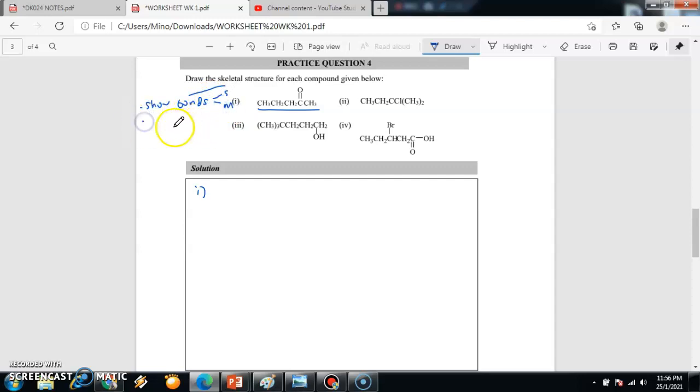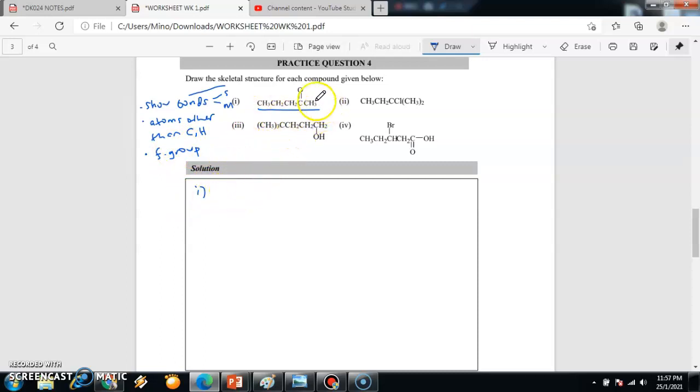And also we need to show all atoms other than carbon and hydrogen. Kecuali carbon dengan hydrogen, kita kena tunjuk atoms other than carbon and hydrogen, and also functional group. So nanti in 1.3 kita akan belajar what are the functional groups that we have. Okay, so move to the first question.